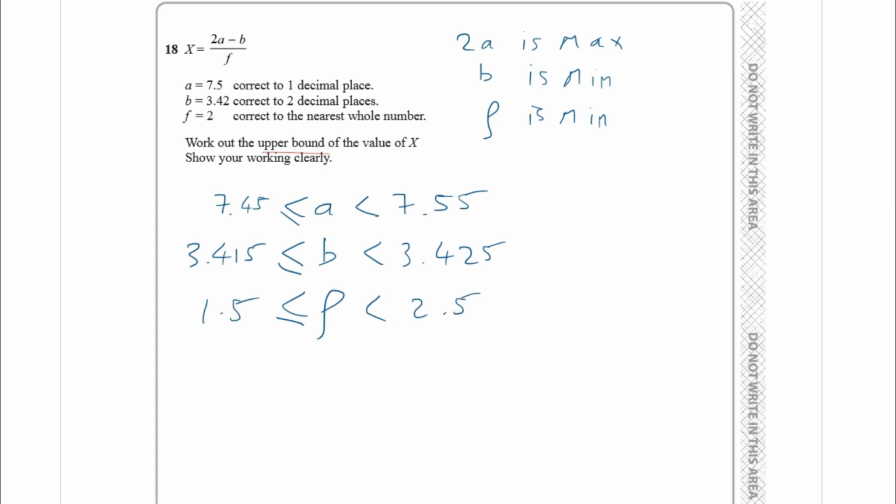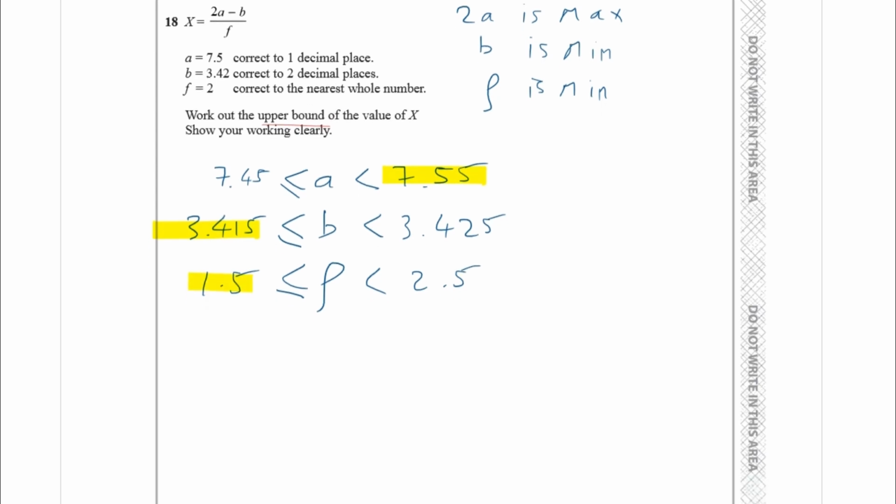So now we can go back to the original notes that we made. So 2a is maximized, which means I want this version of the 2a. And for my b, I want the minimum version for my b here. And f is minimized, so I want the 1.5 here. So with all this in mind, I can go ahead and do my equation and see what I come up with.